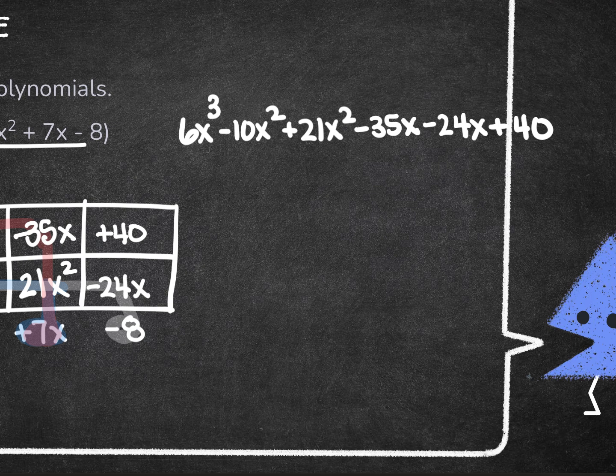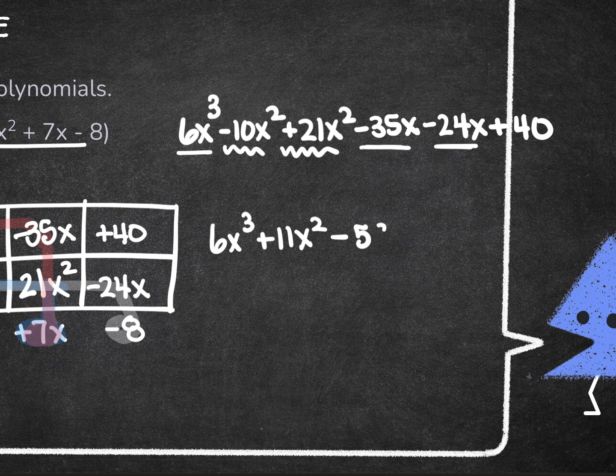So we got to combine our like terms. X to the third, I only have that 6x to the third. I have negative 10x squared and a positive 21x squared. That's going to give me a positive 11x squared. I have negative 35x and negative 24x is going to give me negative 59x. And then I still have that plus 40 at the very, very end.